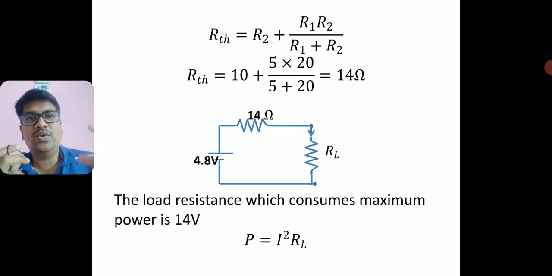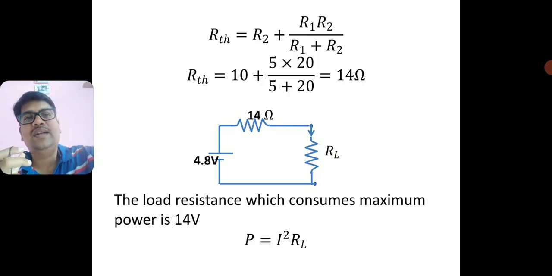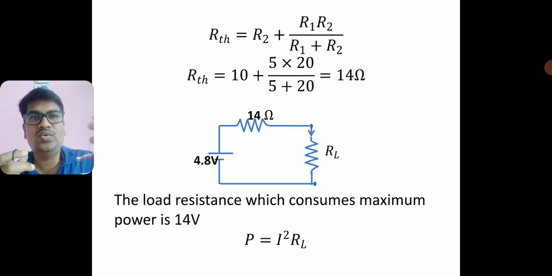So RTH is equal to R2, which is 10 ohm, plus R1 R3, which is 5 into 20. That's correct. Substitution of R3 is correct. It is 20 ohm. So 5 into 20 divided by 5 plus 20, which is equal to 4 ohm, so RTH is 14 ohm. Okay. So I have calculated the VTH and I have calculated the RTH. So two things are done.